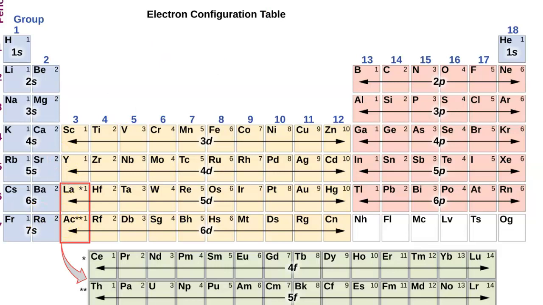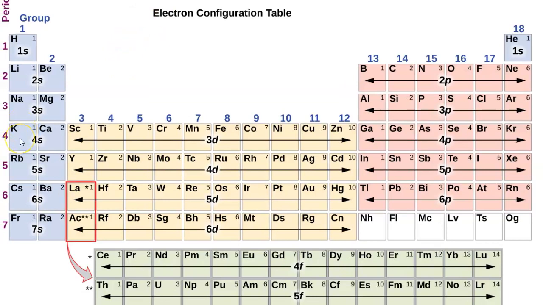Let's take a look at these columns over here, these two columns in blue, groups 1 and 2. It's called the S block of the periodic table. What these elements have in common is their outer electrons are all found in an S sublevel. And the way you find out which one is you just simply count down the period. So let's say, for example, I'm dealing with potassium. Where's the outer electron of a potassium atom found? Well, it's found in an S. It's in 4, so 4s. And then I count across, and that tells me how many. So 4s1.